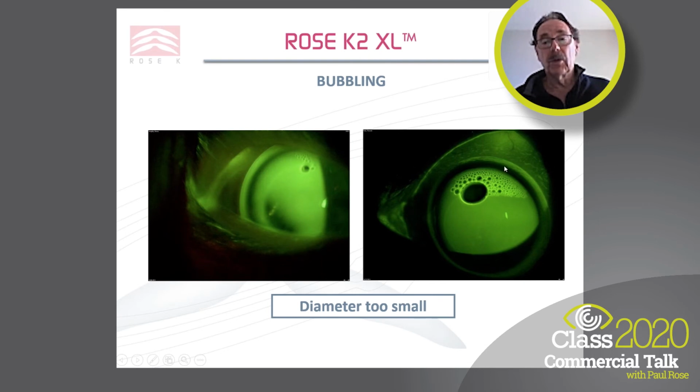If your diameter is too small with XL, it will cause bubbles because when the patient blinks, the edge of the lens moves up to the limbus and allows bubbles to come in. So if you're getting bubbles like this after you insert the lens, invariably either your edge lift is too high at some point around the clock, or alternatively, your diameter is too small.